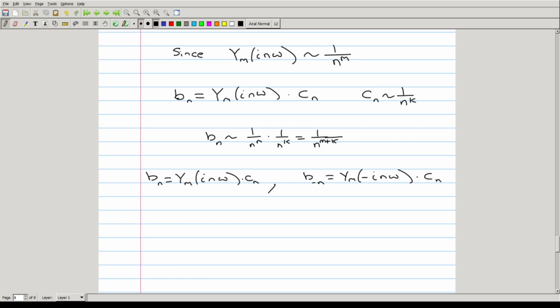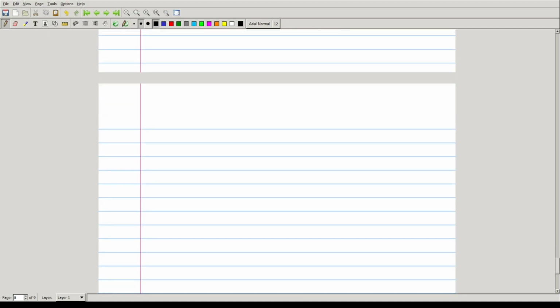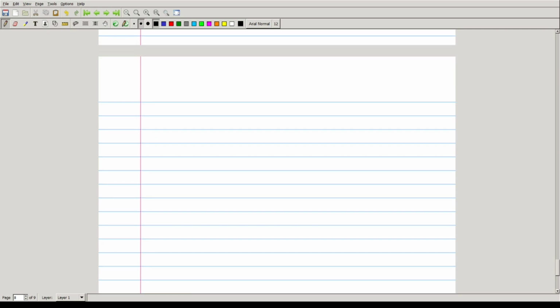So now we come to the next part of the lecture, which I think is one of the most interesting applications of Fourier series, and that's using Fourier series to solve separable partial differential equations.